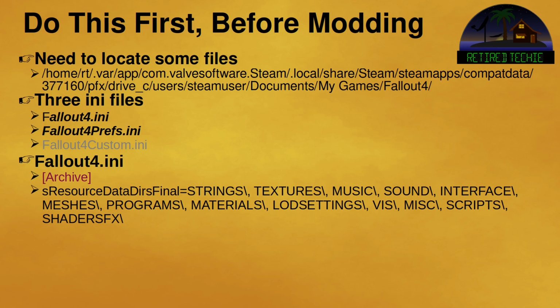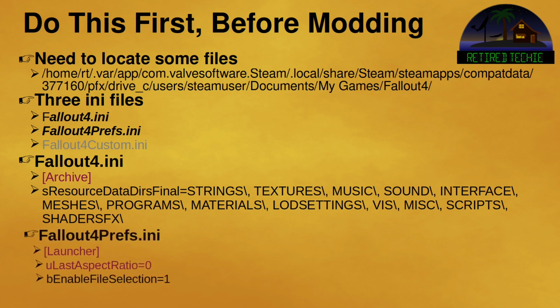So you just copy what I've got here. This is pretty much everything I found a mod will install in the Data directory in the Fallout 4 folder. So this tells it where to look for the things. You need to make this change, and you can save that.